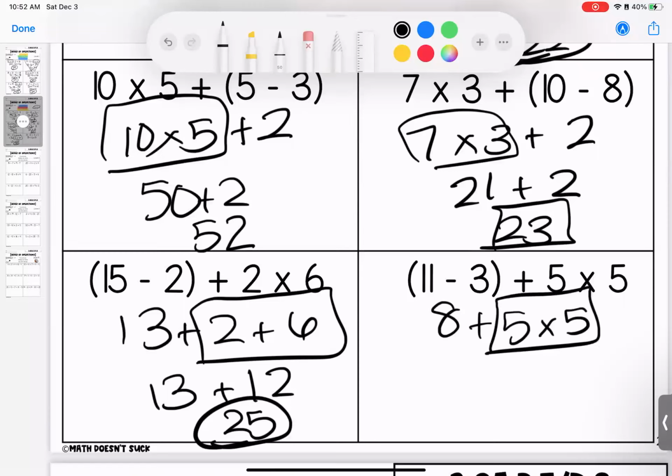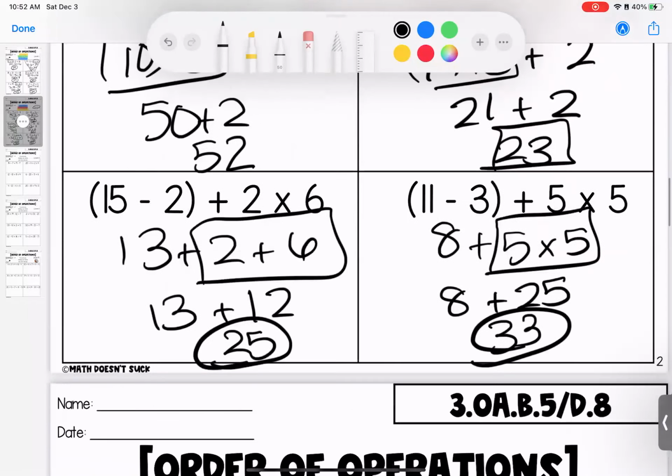Rewrite, multiply or divide. 5 times 5 is 25. 8 plus 25 gives us 33. That is the end of page 2, level 2. If you have any questions, as always, bring them with you to class.